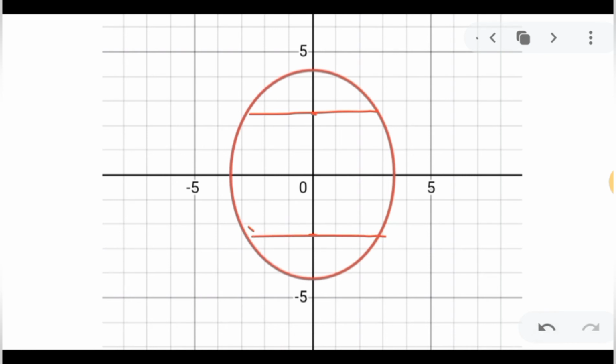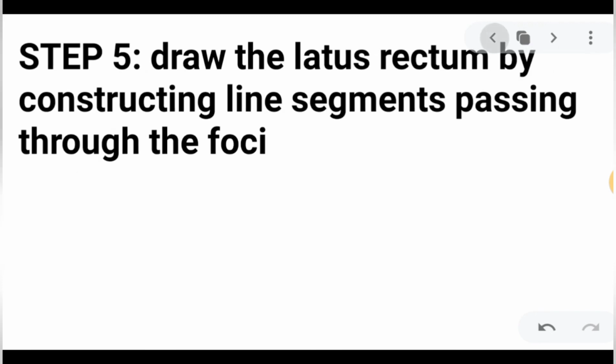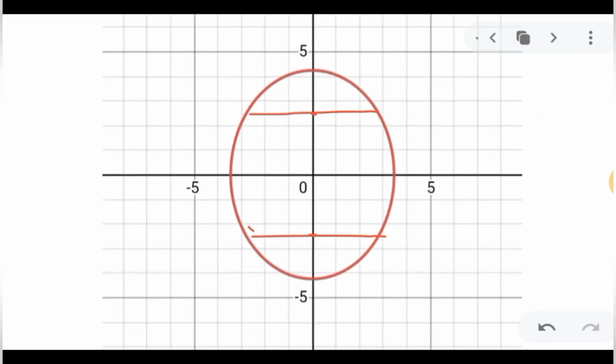Okay, and then the next step is sketch the directrices of the ellipse by determining the lines that have the same distance from the vertex, which is the foci. So, bilangin niyo yung units na nandito from here. Ang gagawin nyo lang dyan ay, since this is the major axis, that is 4.243, 4.243 minus, ang foci ninyo ay 2.449, 2.449. So, therefore, ang distance ng foci ninyo up to here is 1.794.